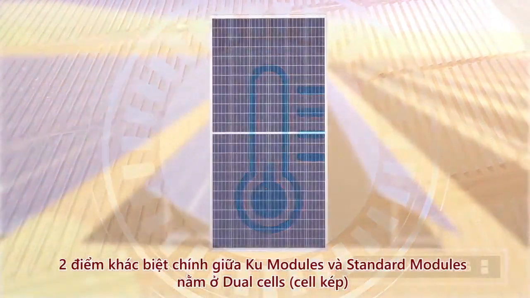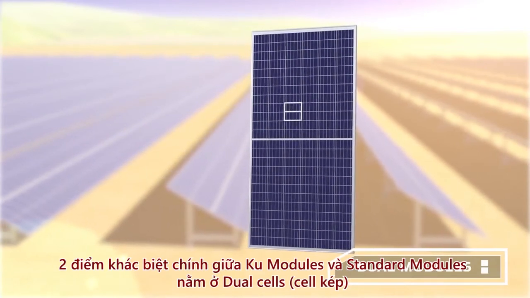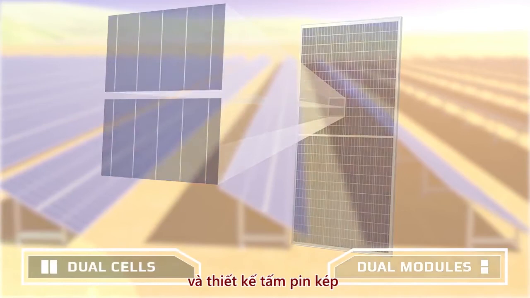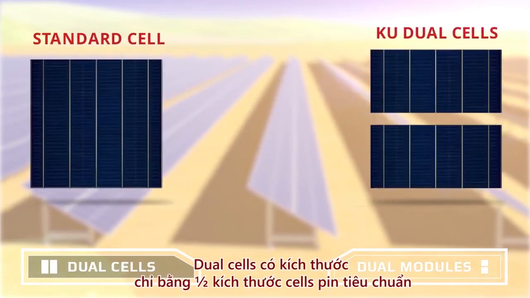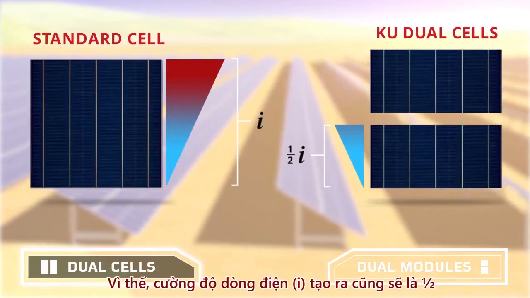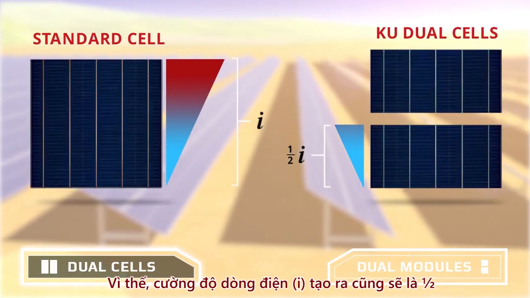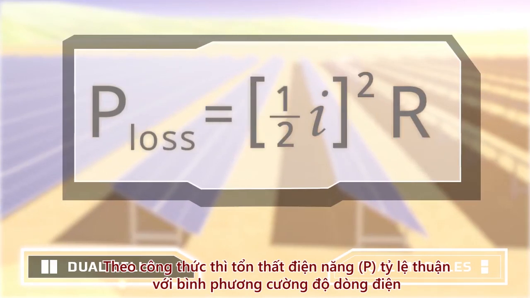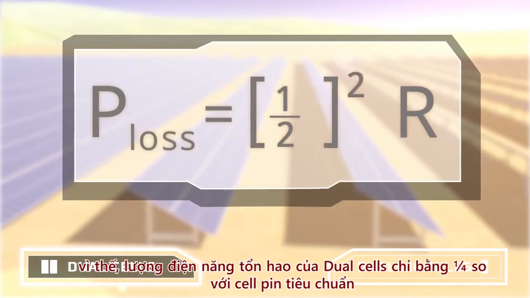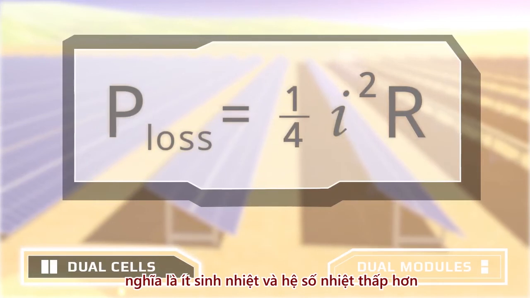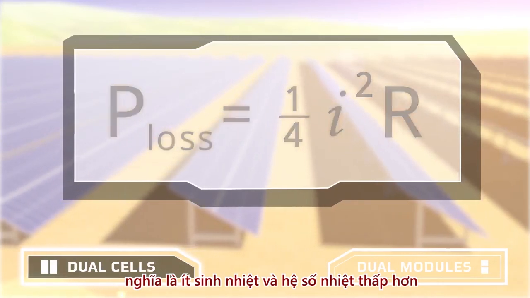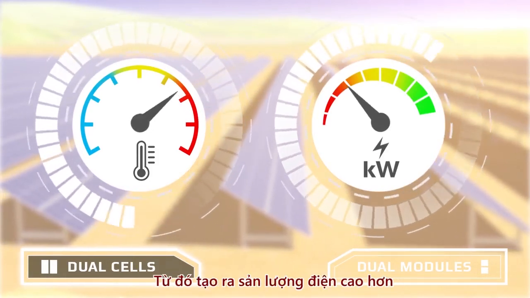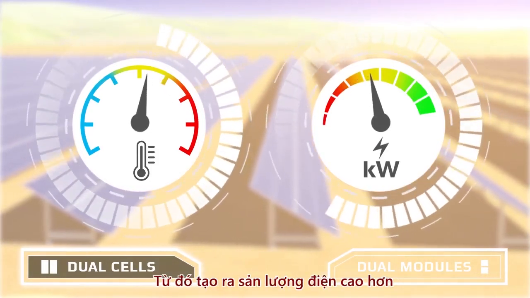The main differences between COO modules and standard PV modules are dual cells and dual module design. Dual cells are half the width of standard cells. Cells with half the width generate half the current. Because the power loss goes as the square of the current, dual cells generate only 1/4 of the power loss, which means less heat generated. Because the module operates cooler and has a better temperature coefficient, it can generate a higher power output.